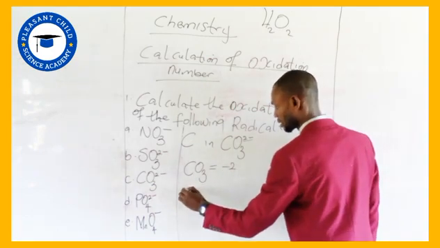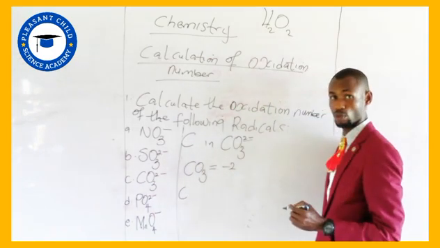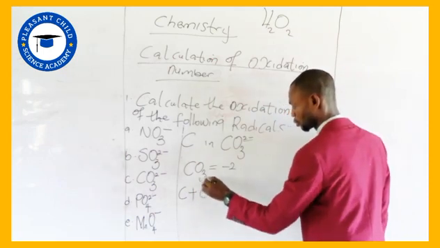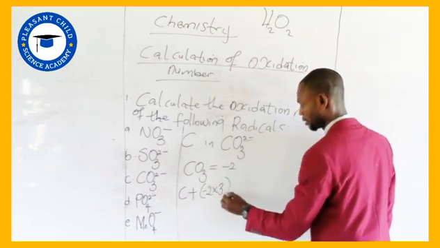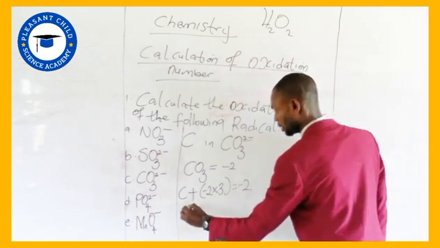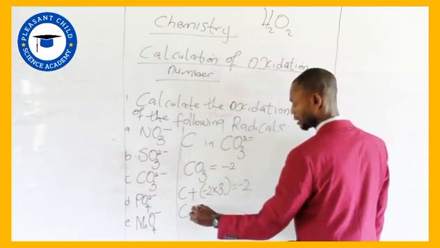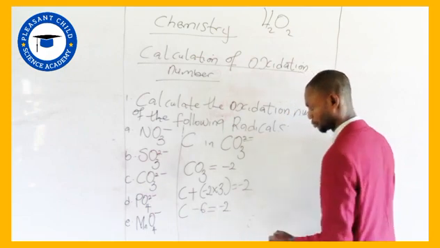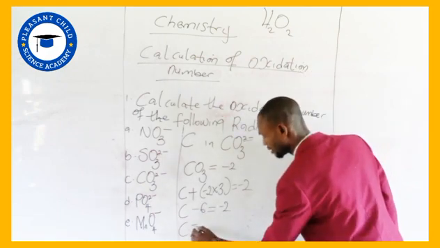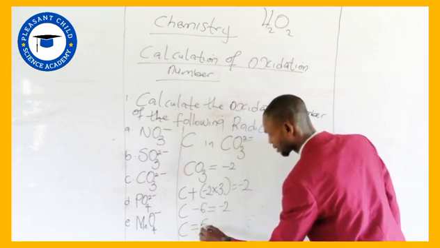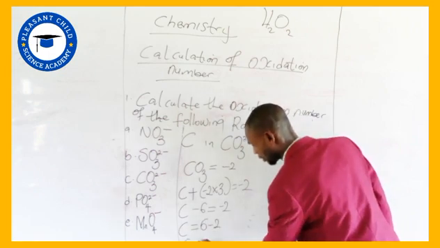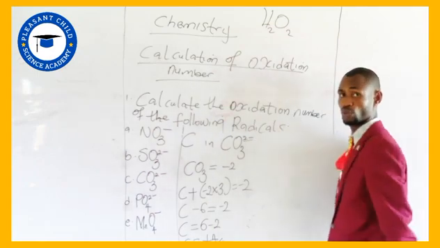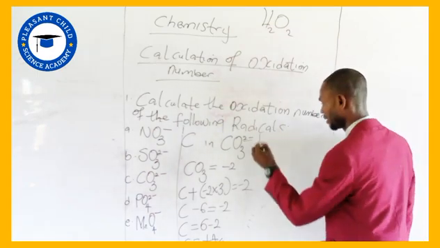The next thing is that our carbon, that is the one we don't know, C plus open bracket −2 multiplied by 3 is equal to −2. Then if you open the bracket here again, you are going to have −6 is equal to −2. And at the end of the day, C is equal to 6 − 2, and our final answer will be +4. Make sure that you put +4 when you are solving it in the exam.